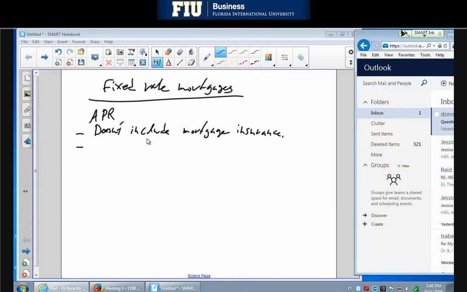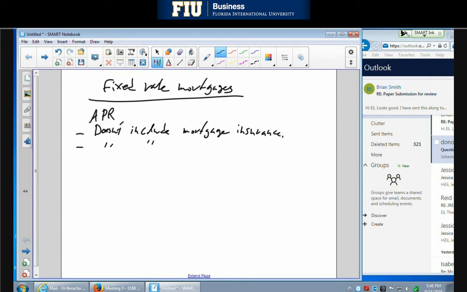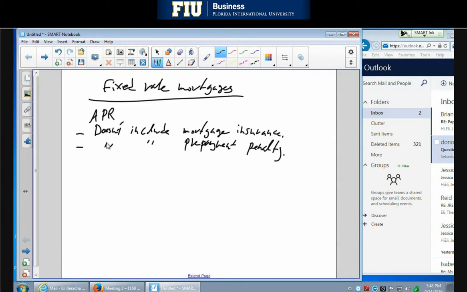Okay, so that's one problem. Anybody know what is the other problem? It doesn't include things like prepayment penalty. Now, with residential owner-occupied real estate, it doesn't really matter because we don't really have prepayment penalty on owner-occupied, but for many other loans, if you're taking loans in commercial real estate, you may have a pretty substantial prepayment penalty.